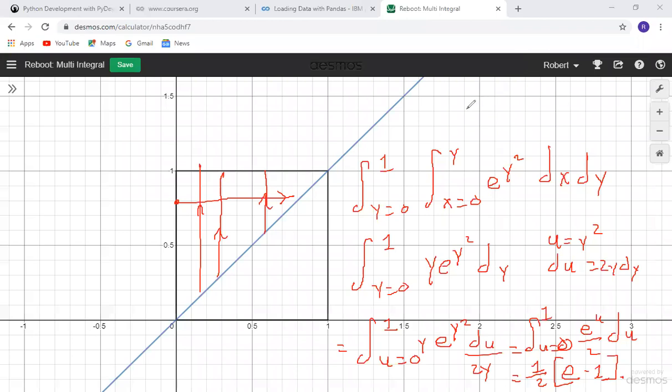But notice that we couldn't do this integral. It's not just that it's more convenient to do it with the x integral on the inside. We could not do this integral with the y integral on the inside because it requires that we know what the antiderivative of e to the y squared is. But we can't do that. So for this integral, we had to change the order.